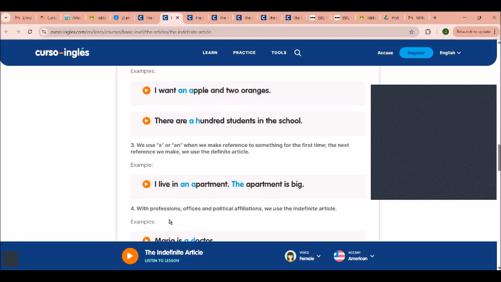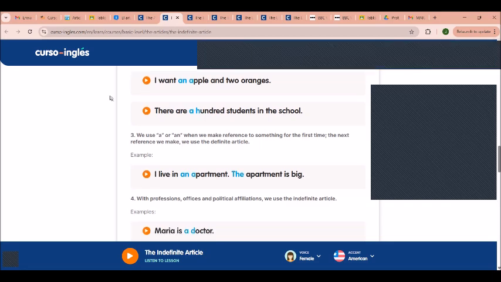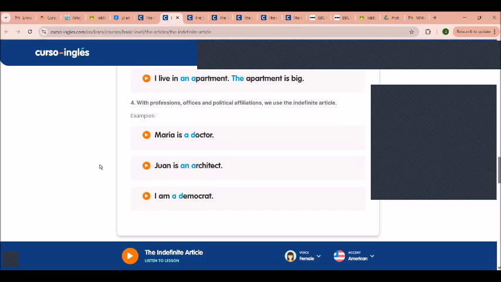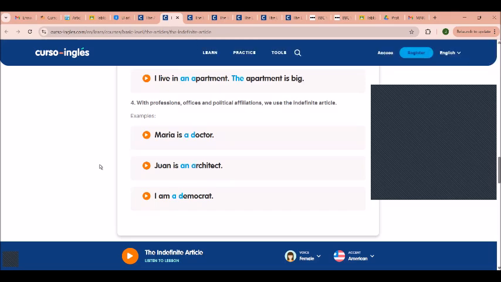And Pacheco, number 4. Yes. Number 4. Okay. With professions, office, and political appellations, we use the indefinite article. Examples: Maria is a doctor, Juan is an architect, I am a Democrat. Now, let's look at some examples.